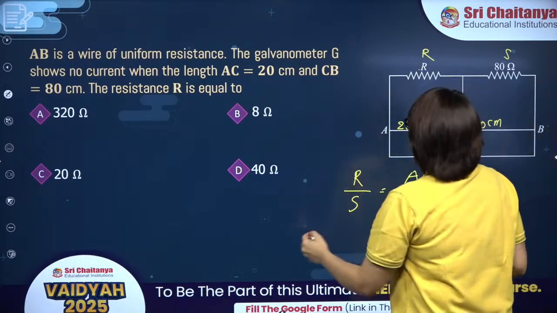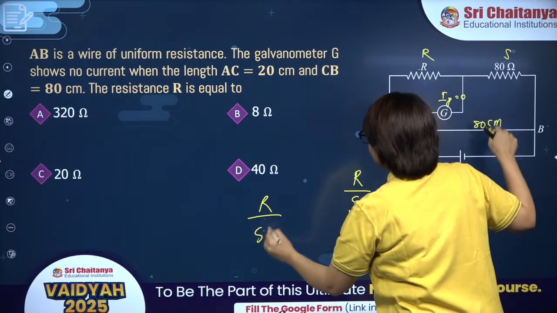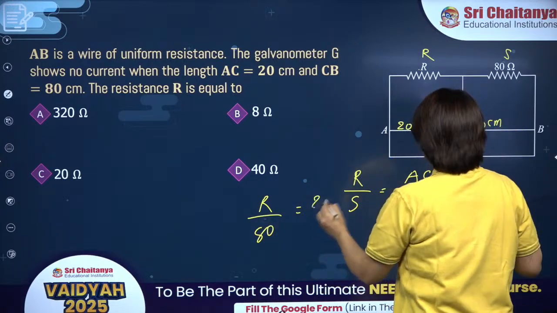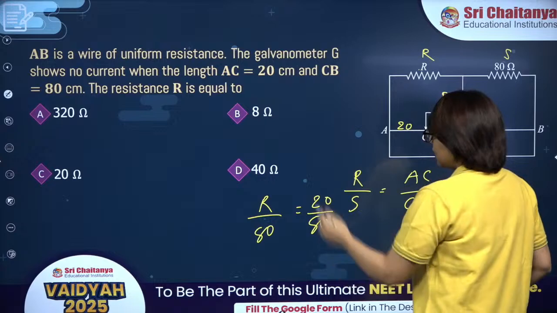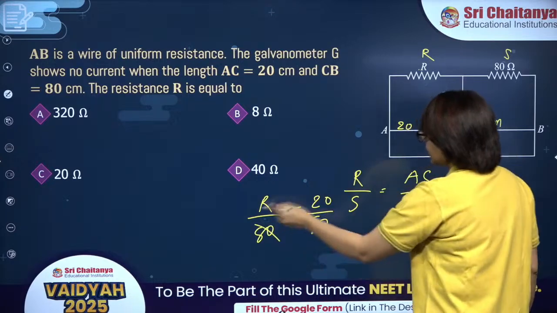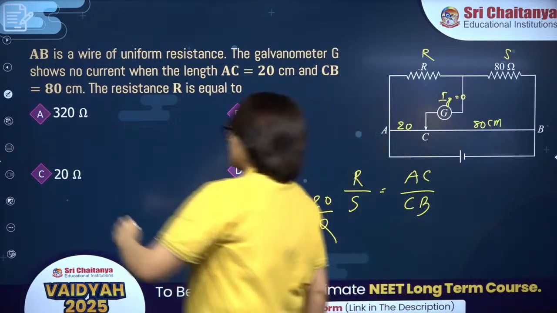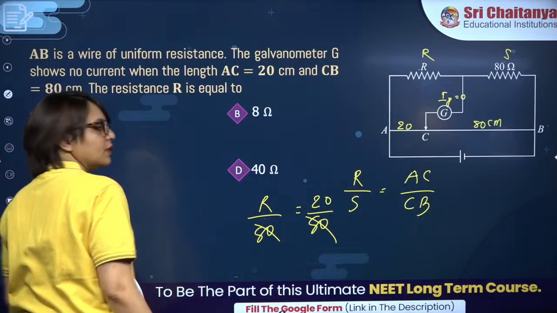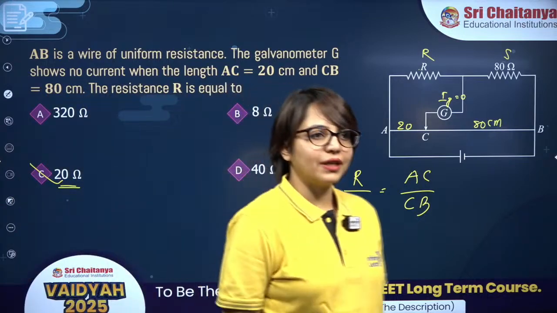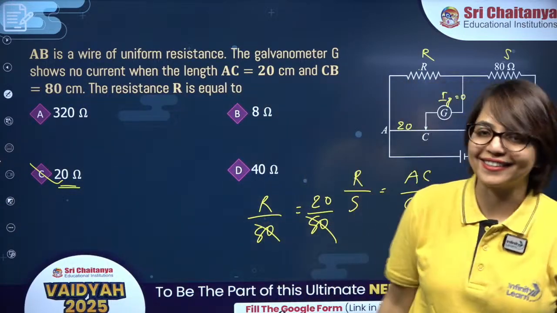Okay, R divided by S is 20 upon 80, with AC as 20 and CB as 80. So from this, 80 cancels, and R will be 20 ohms. R will be 20 ohms. Good job everyone. Yes, option C is the correct answer. Okay.